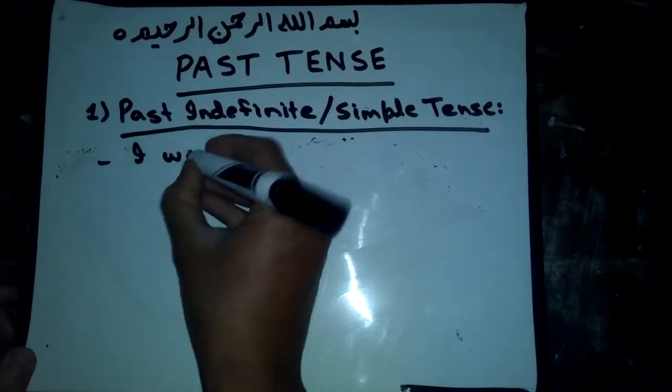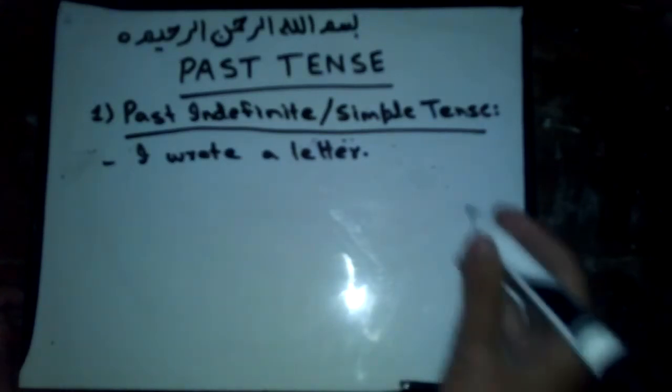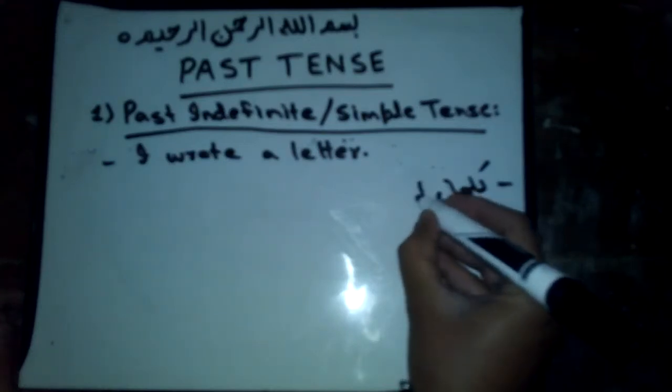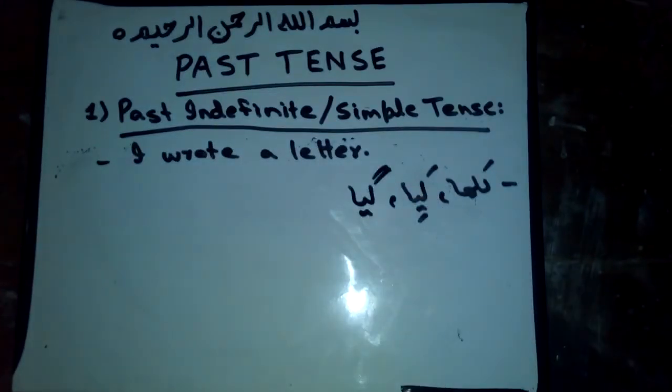I wrote a letter. Its Urdu translation is, maine khat likha. I did my work. Maine kaam kiya. So Urdu examples are likha, kiya. I went to university. Main school gaya. These are the examples.